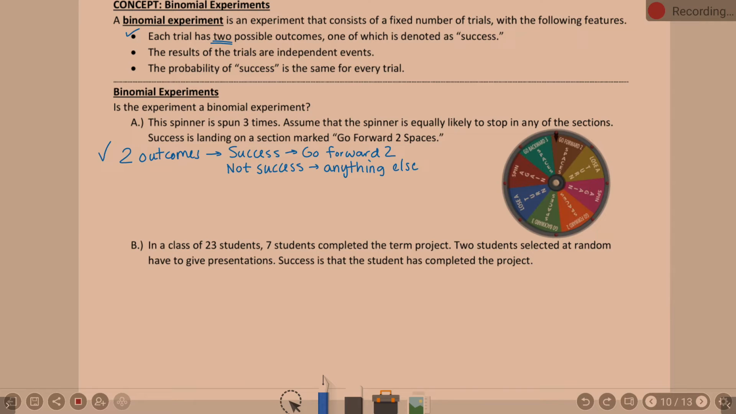Second question. Are the events independent events? So in this case, my spinner is spun 3 times. Does the first spin affect what I get on the second spin? No. Do the first and second spins affect what I get on the third spin? No. So this means it is independent. Okay? One spin does not affect the next.